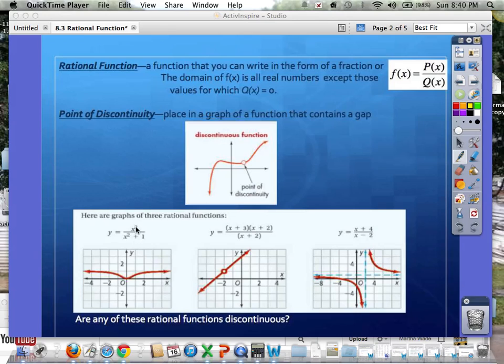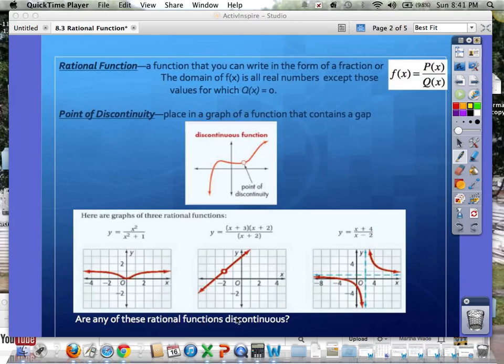Now, when you graph this, you're going to get a picture that looks like this. This one is x plus 3 times x plus 2 divided by x plus 2, and this one has a hole, a point of discontinuity, right here at -2. And then this one is x plus 4 divided by x minus 2, and then they've got this graph where pieces go here, and they've got this thing going on right here. So these are points where it breaks up the graph.